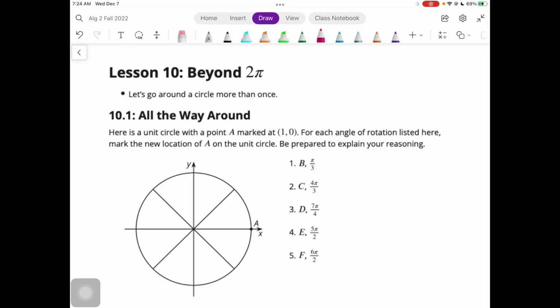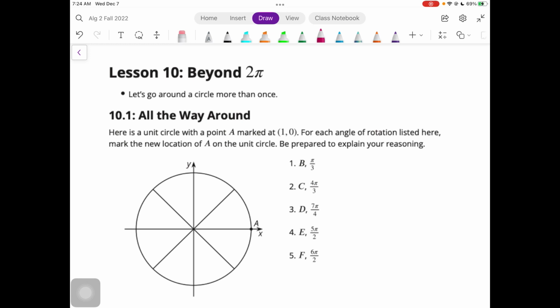Right, Unit 6, Lesson 7, Beyond 2 pi. So 10.1, all the way around. Here's a unit circle with a point A marked at (1, 0). For each angle of rotation listed here, mark the new location of A on the circle. And so we're going to call that by a different letter. Be prepared to explain your answer.